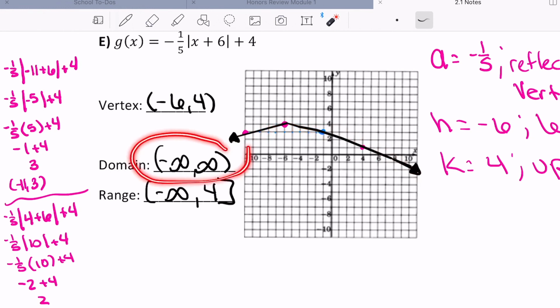Domain goes from negative infinity to positive infinity, and range goes from negative infinity up to positive 4.